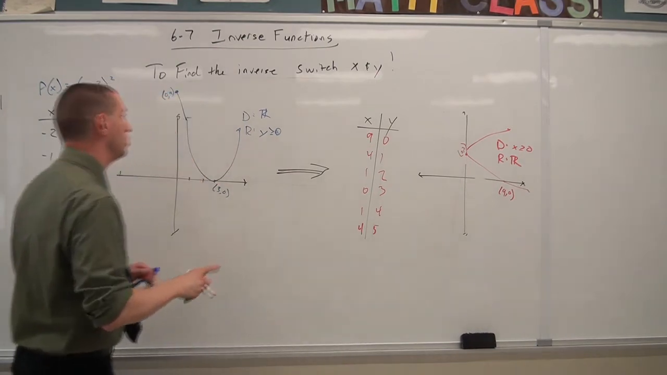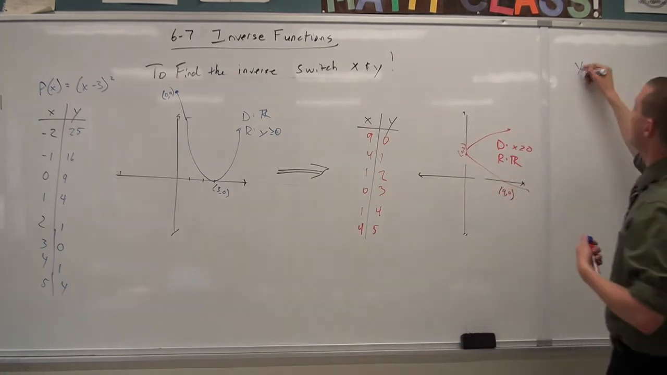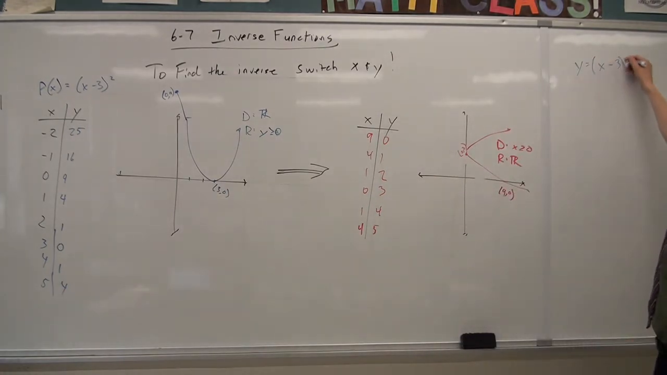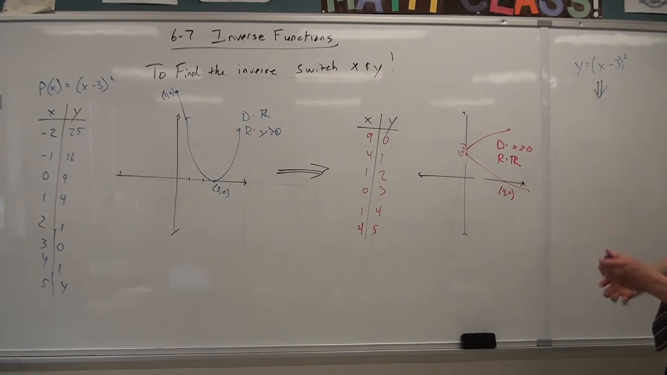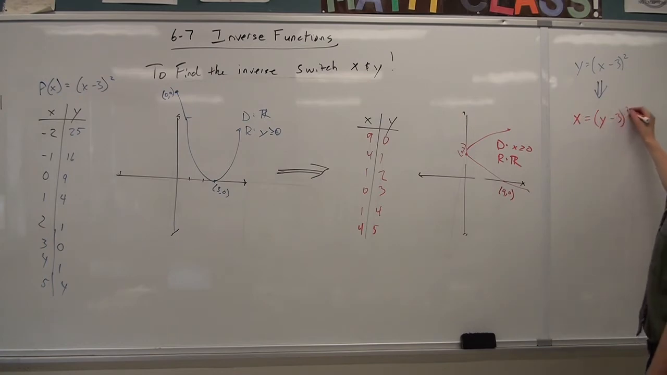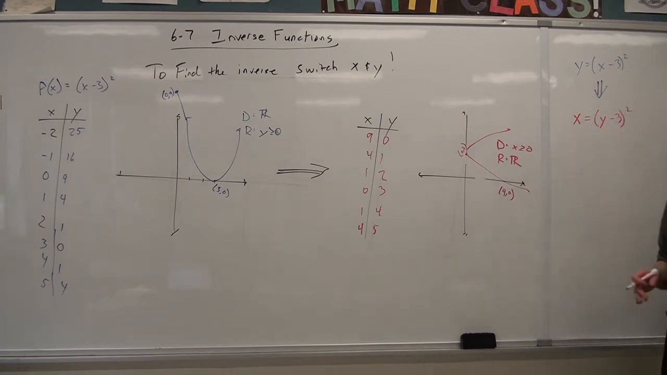Let's try to find that function real quick. So here's my function right here. y equals x minus 3, that quantity squared. And again, I went into my bizarro world, and in my bizarro world, I switched the x and the y. So x equals y minus 3, that quantity squared. And now what I want to do is solve for y. So how am I going to do that? I'll take the square root of both sides. Square root of x equals y minus 3.